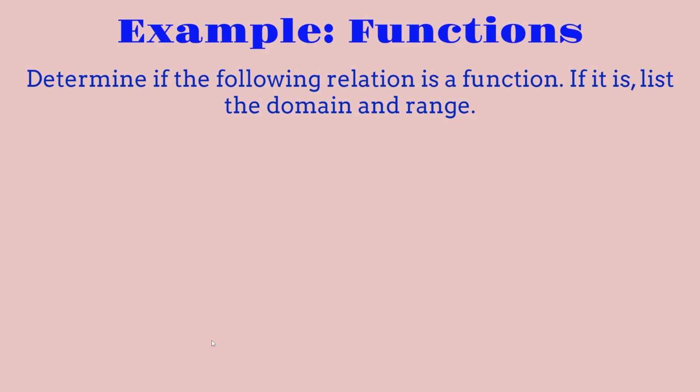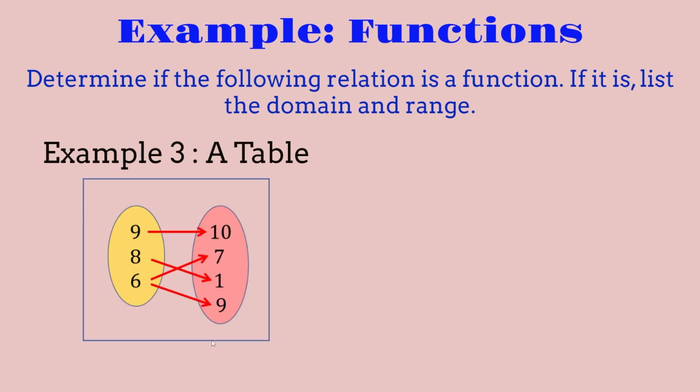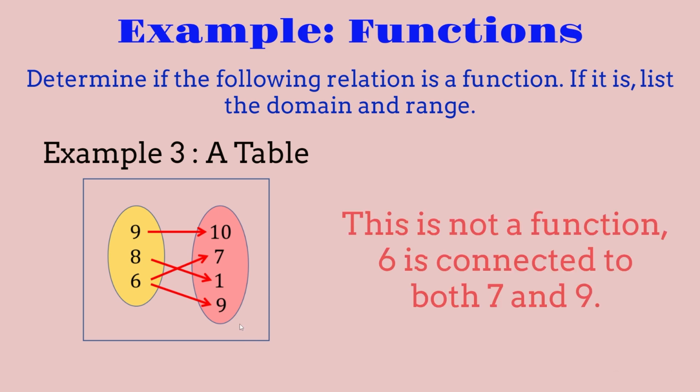And now for the next question, we need to do the same thing, just determine if it's a function. And in this case, we have a mapping flowchart. So in this case, 9 is connected to 10, 8 is connected to 1, 6 is connected to 7 and 9. So in this case, this would not be a function because one of these inputs is connected to multiple outputs. So since it's connected to multiple outputs, this would not make it a function. So this is not a function because 6 is connected to both 9 and also 7.